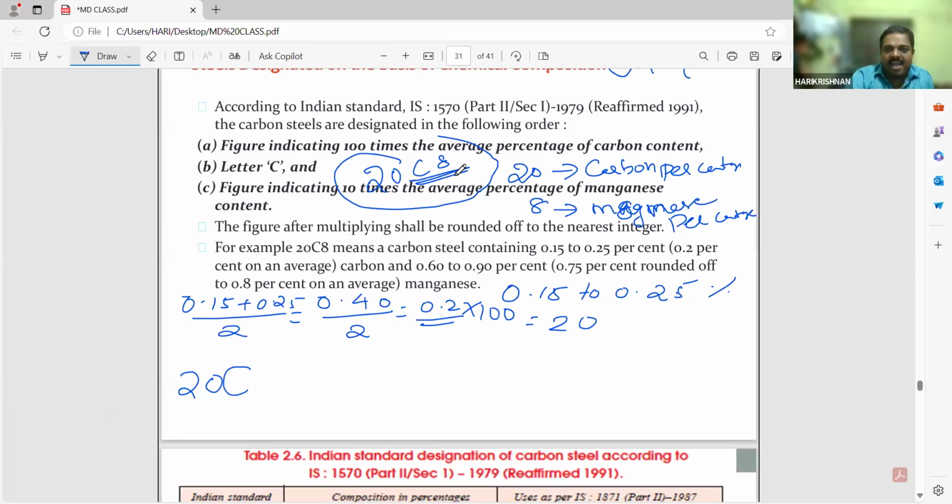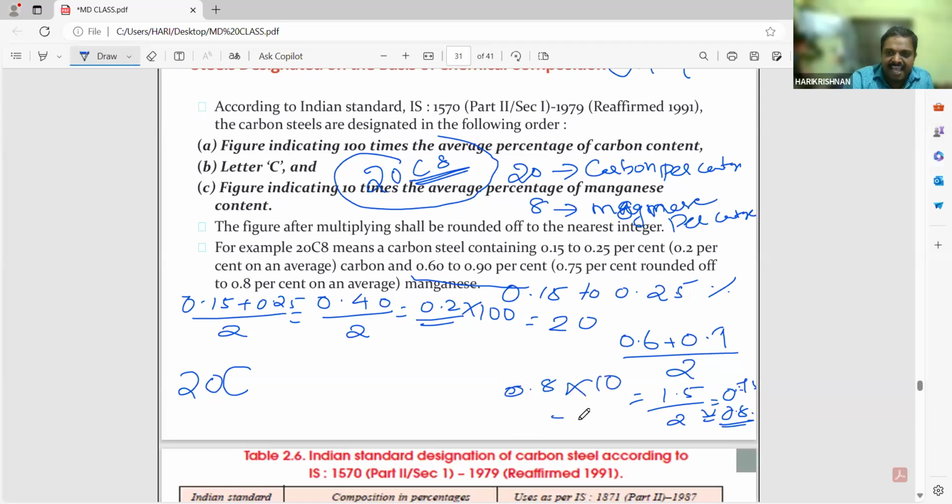Then you have to find the manganese percentage. Manganese percentage is 0.60 to 0.90. So 0.6 plus 0.9, that is 1.5, divided by 2, it is 0.75. Okay, so you should not take 0.75. You have to round up to the next value, it will be 0.8. Then you have to multiply this 0.8 into 10. You will get 8. That is the value we will be putting over here. So 20C8 you will get.